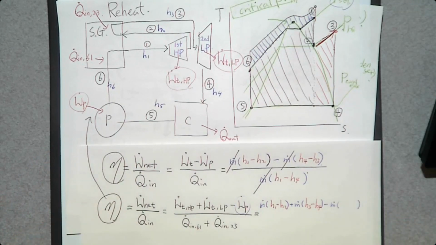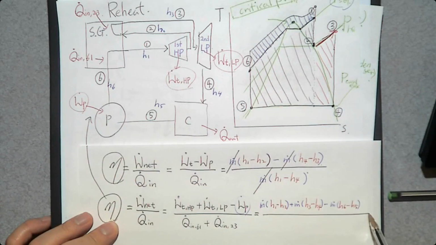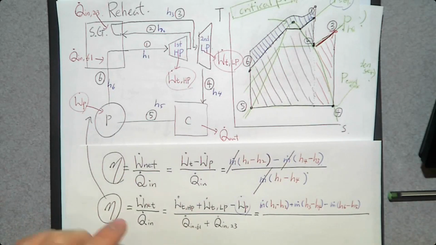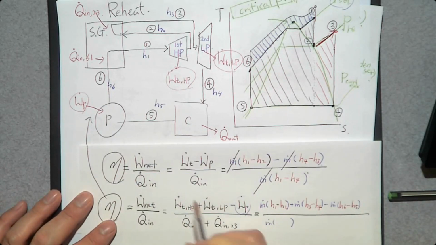The inlet of the pump is 5, the exit of the pump is 6. The pump power is added, so H6 should be greater than H5. So m dot times H6 minus H5, divided by Q dot in 6 to 1, m dot between 6 and 1.